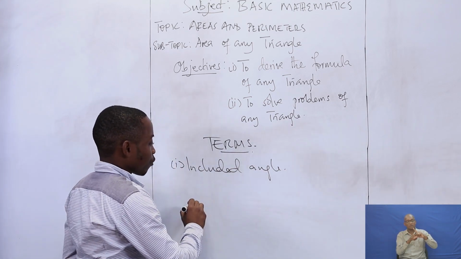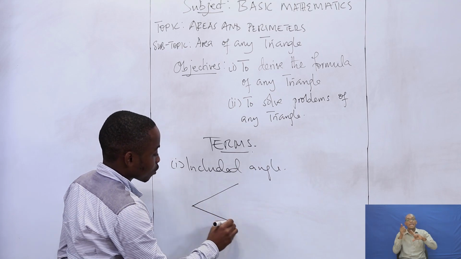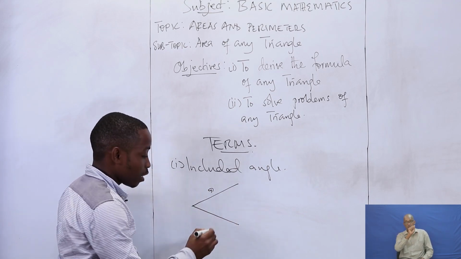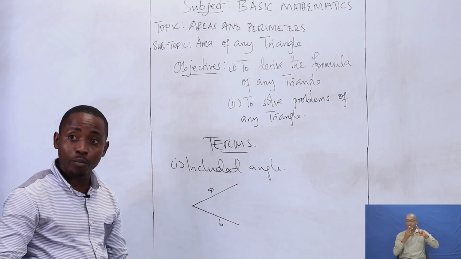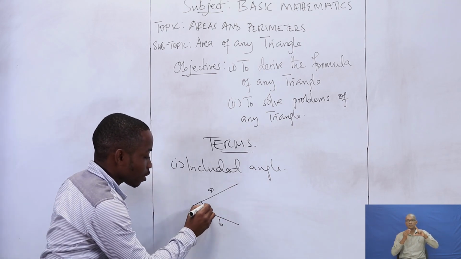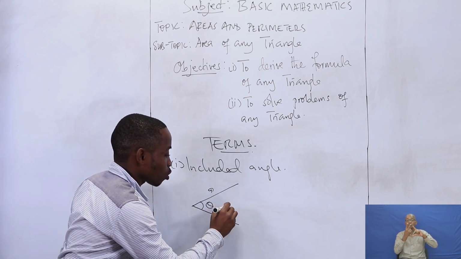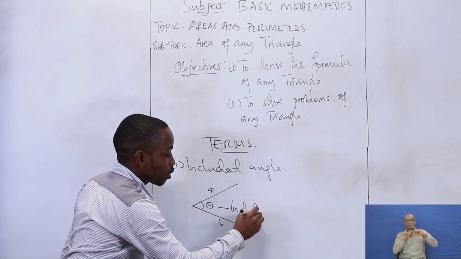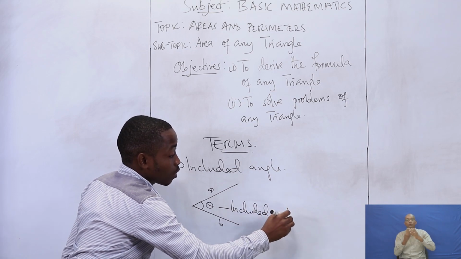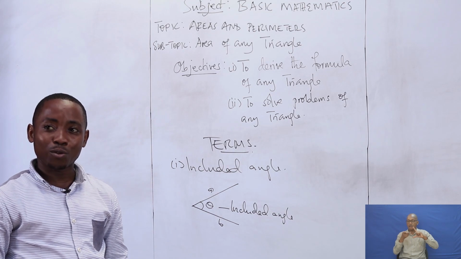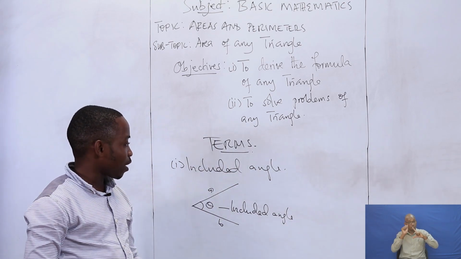So, for example, you have the first line in this one, and the second line in this one. You have the first line, line A, and the second line, line B. The angle which is in between here, between the two lines, is known as included angle. That is the first thing that we need to remember before we derive our formula.